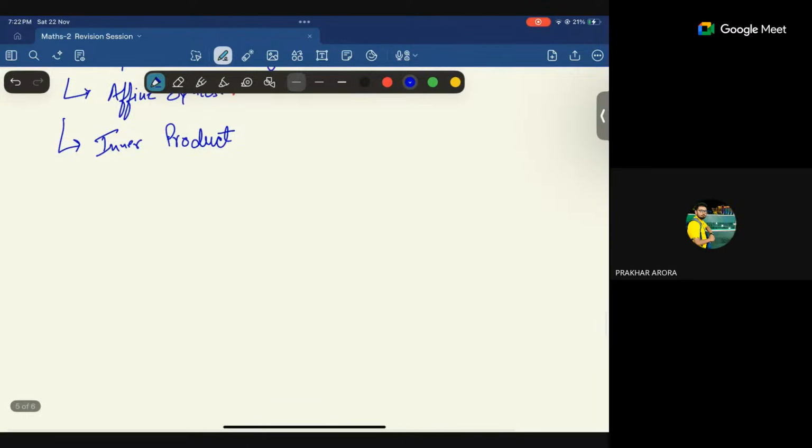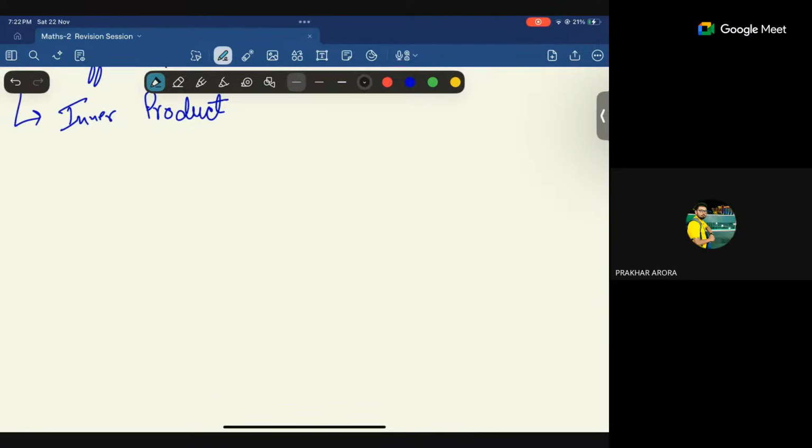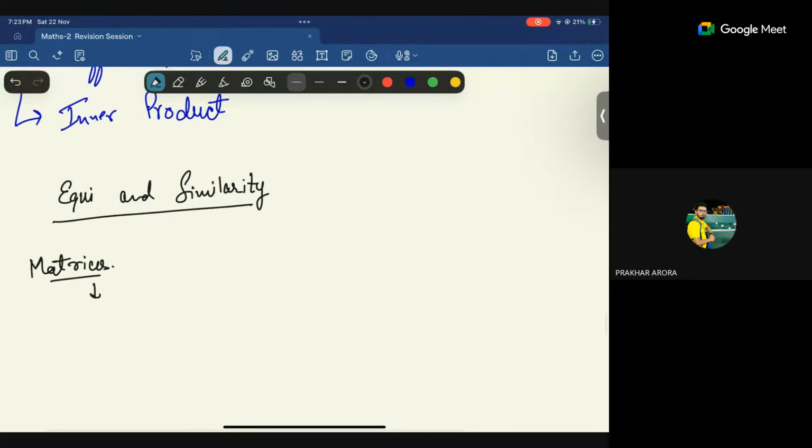Now equivalence and similarity. So what is equivalence and similarity? First of all, what are we equating? We have matrices, and matrices have multiple properties. A different combination of these properties, when present in two different matrices, we call them equivalent. Similarly, another set of properties, if they are the same, we call it similarity.